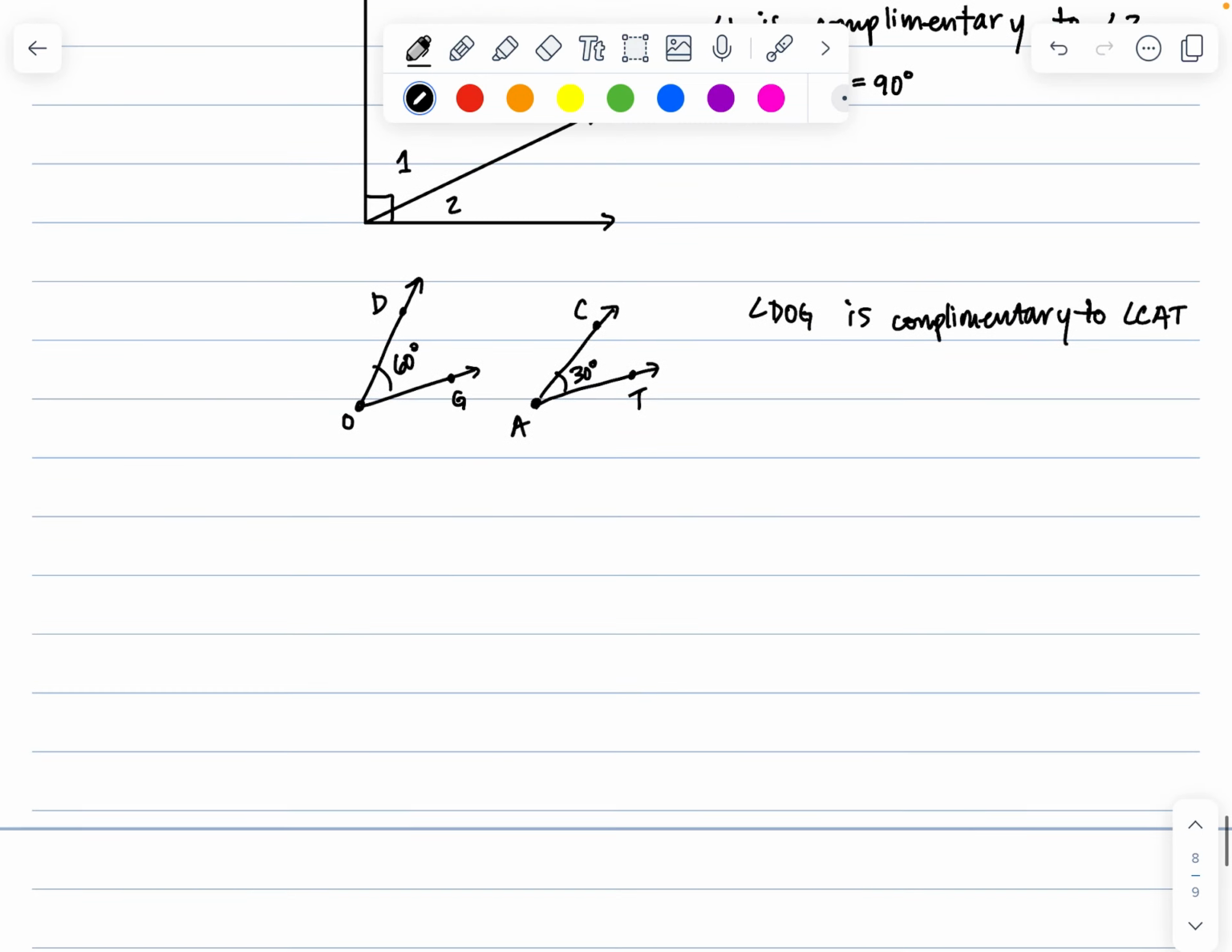So, adjacent done, complementary done. Moving forward, we have a lot more. So let's go. Okay, let's get this running. We have something called supplementary.